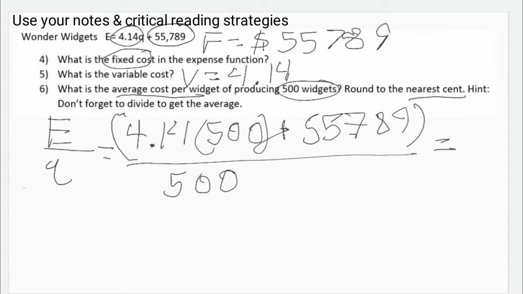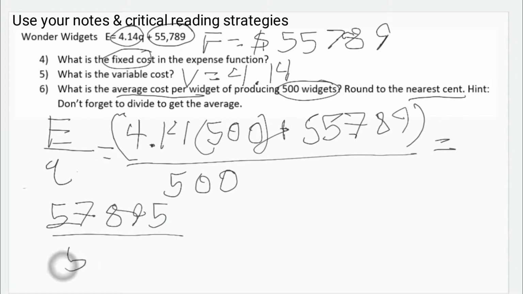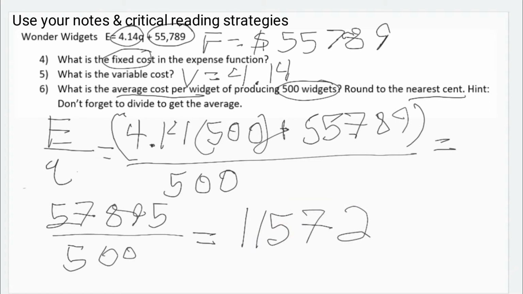Let me clean that up a little bit. Okay, so I get 57,895 divided by 500. So the average cost would be $11,572. And that would be for the average cost per widget.